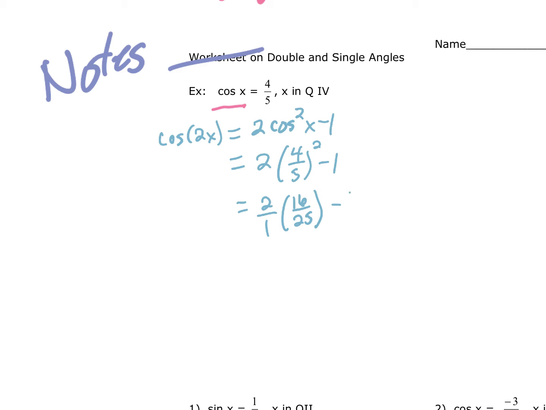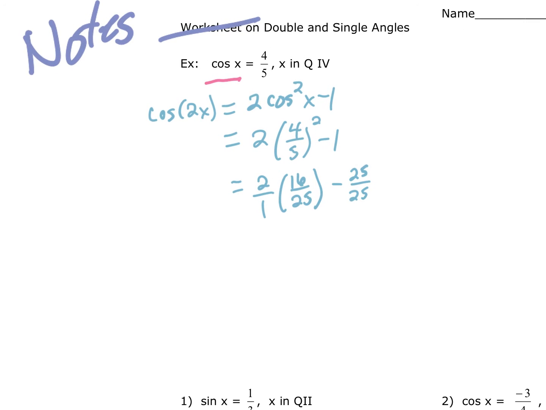I'm going to go ahead and write that 1. Instead of writing it as 1, I want to write it as 25 over 25, so I have my common denominator. Okay, so this gives me 32 over 25 minus 25 over 25. So we get that the cosine of this double angle is 7 over 25.